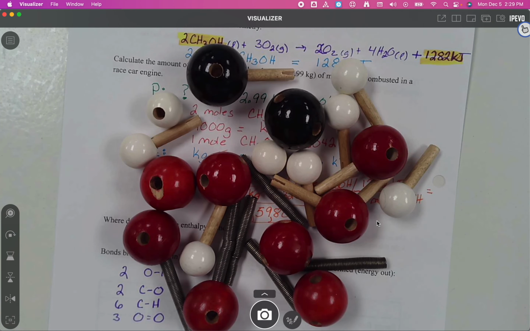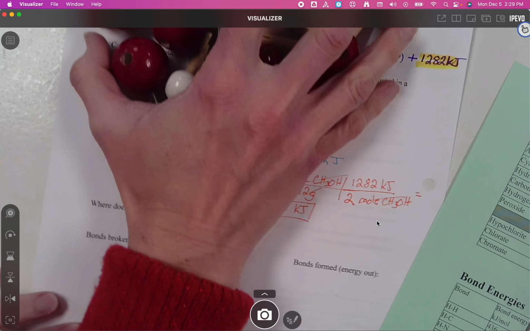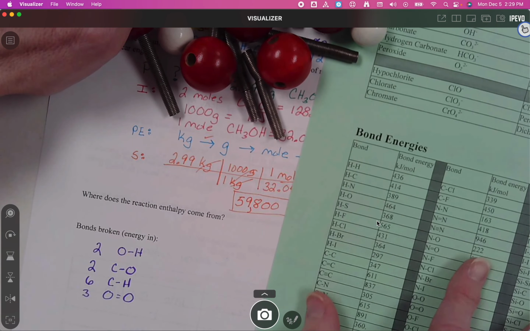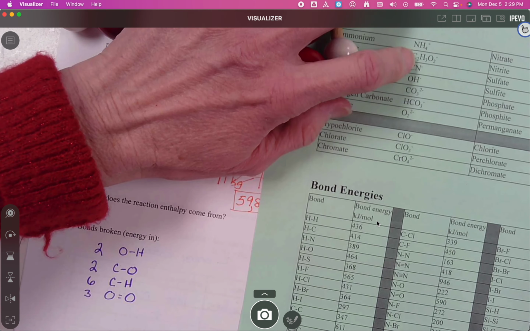Now we're exhausted because we put all this energy into breaking the bonds. Okay, now we just have to figure out how much energy that was.